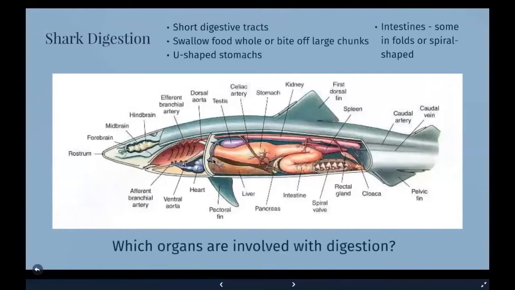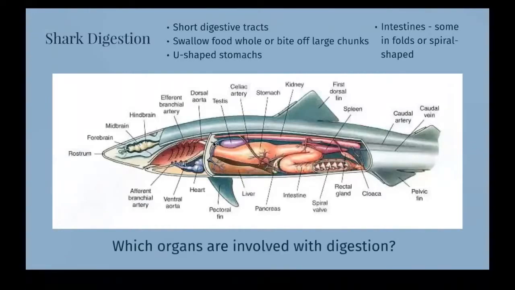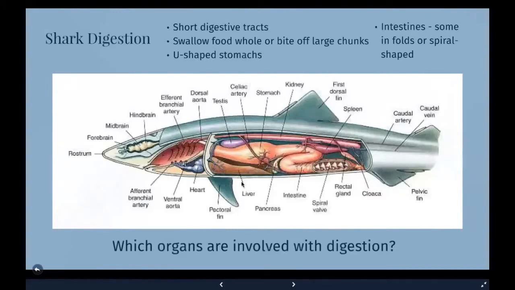All right, so let's look at the specific organs involved with digestion. Why don't you just pause here and point out the organs which you think are specifically involved with the shark's digestion. Go ahead and go now. Okay, so I'll go ahead and you'll see if you're right. So if you said liver, that's correct. The celiac artery, the pancreas, the stomach, the kidney, the intestine, the spiral valve, the rectal gland, the spleen, and the cloaca are all involved with its digestion.